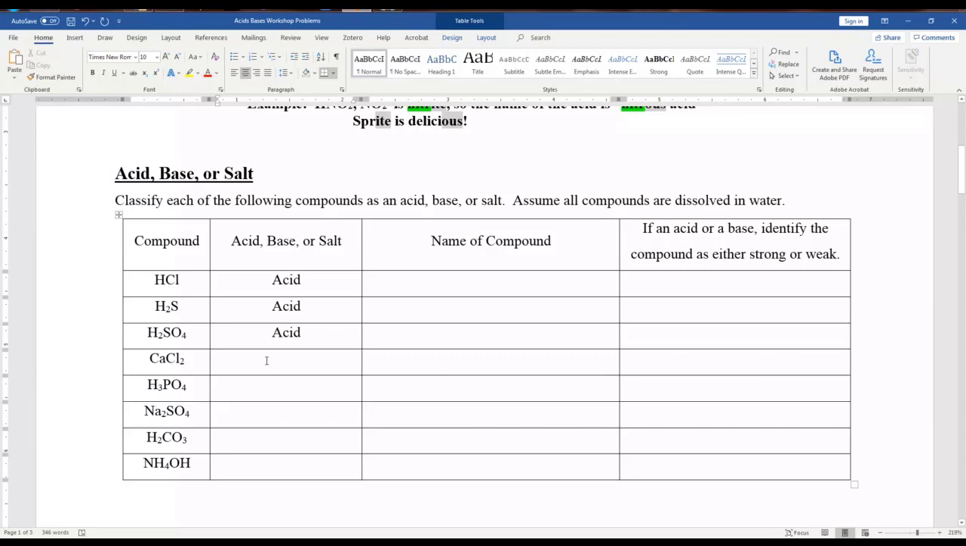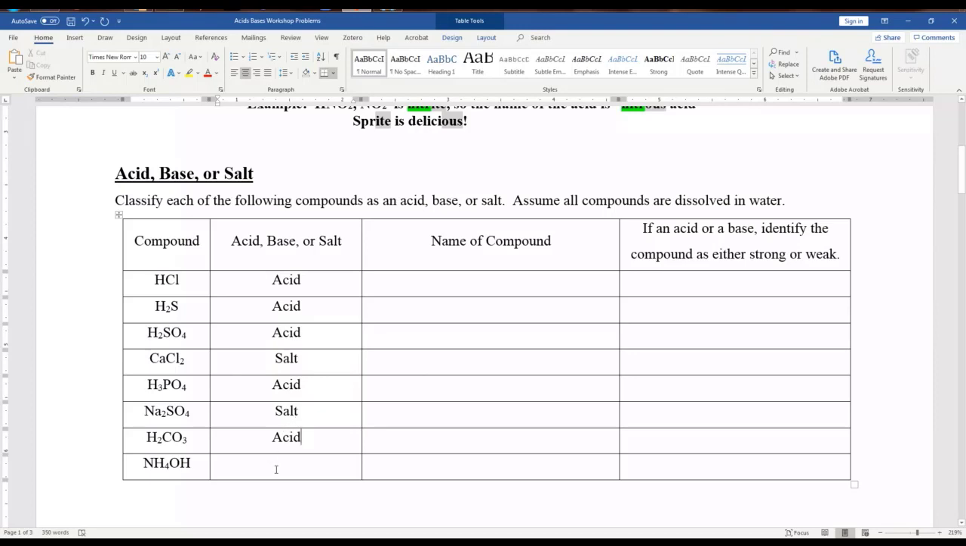What about calcium chloride, CaCl2? Is that an acid or no? Nope, that's not an acid. There's no H. Remember, for it to be an acid, it has to have an H plus. So this would be a salt. It's an ionic compound. What about H3PO4? That's an acid. What about Na2SO4? Salt. And what about H2CO3? Acid. And what about NH4OH?